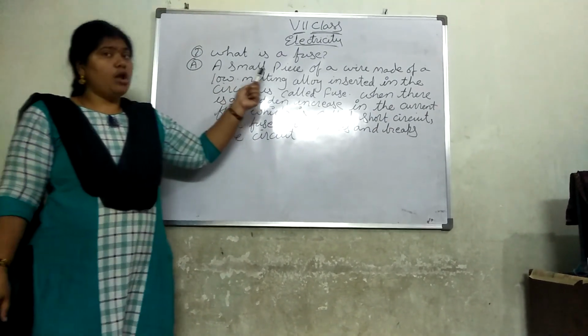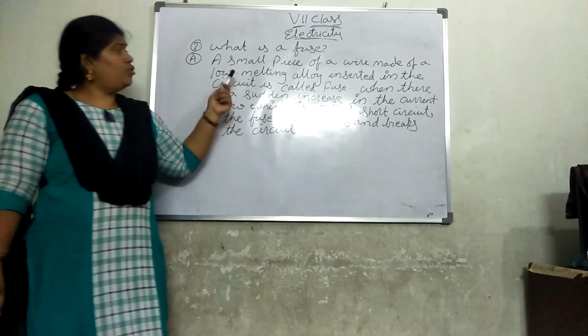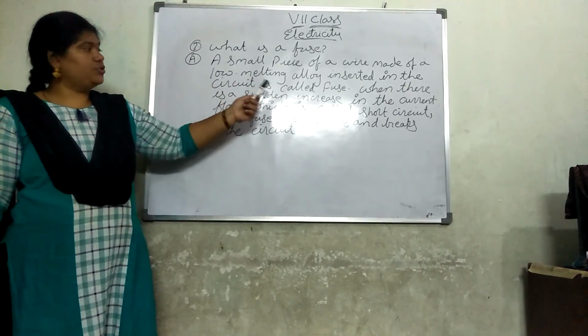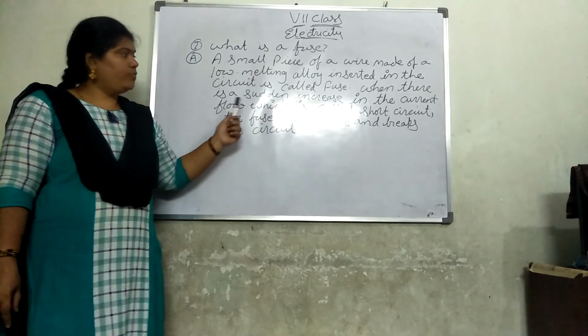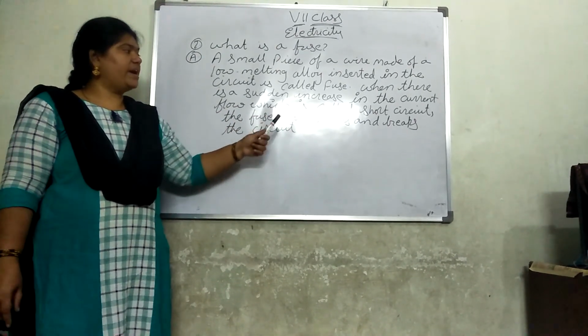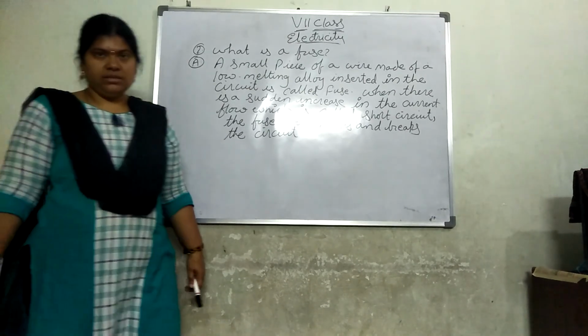See here, a small piece of wire made of a low melting alloy inserted in the circuit is called fuse. When there is a sudden increase in the current flow, which is called short circuit, the fuse wire melts and breaks the circuit. Got the point?